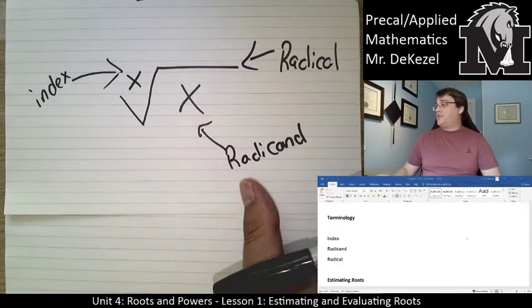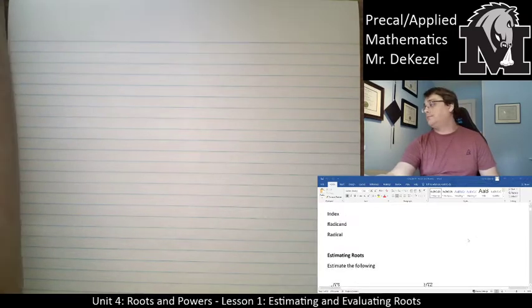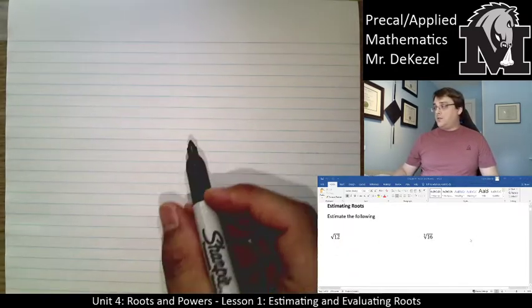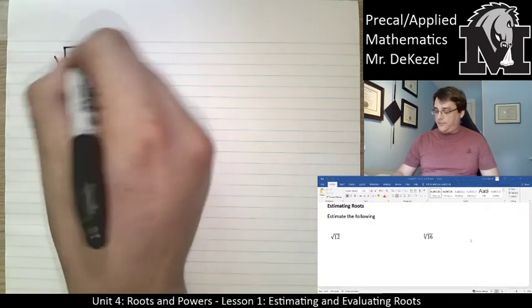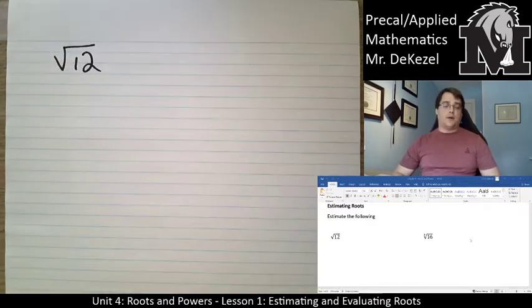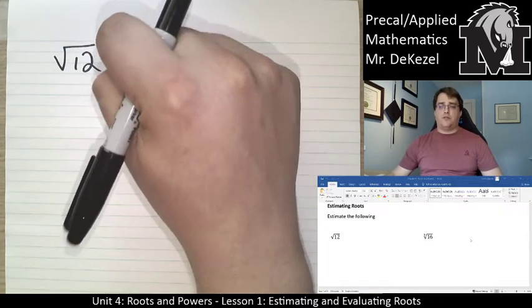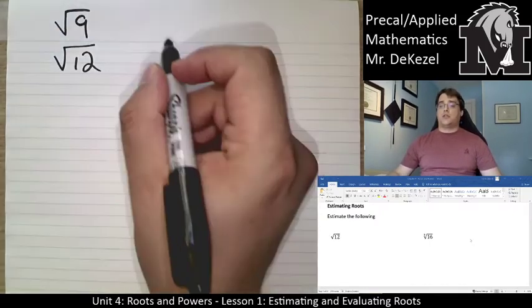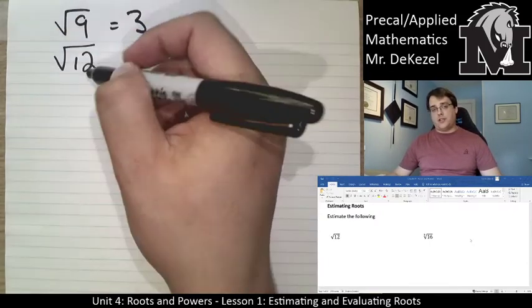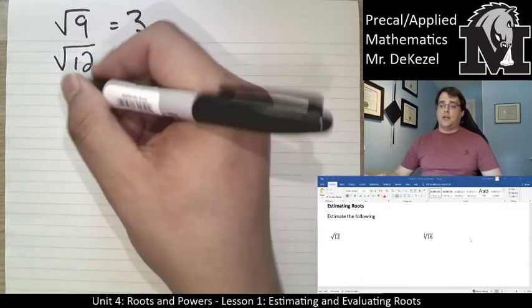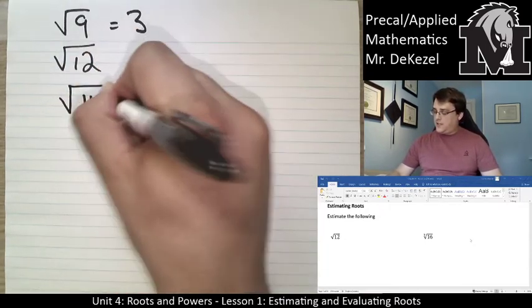Let's estimate some roots. So we have the root of 12 given to us as the first example. It wants us to estimate what that would be. So we're looking for a decimal. How we're going to estimate it is we're going to look for two numbers that are around 12 that we do know the square root of. The smaller number around 12 that we know the square root of, like we don't know 11, we don't know 10, but 9 I do know. I know the square root of 9 is 3. And then if I go this way, I don't know 13, 14, 15, but I know the square root of 16. Square root of 16 is 4.